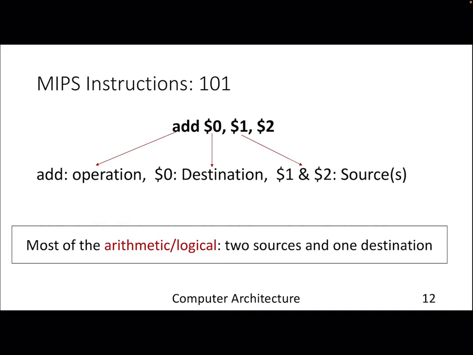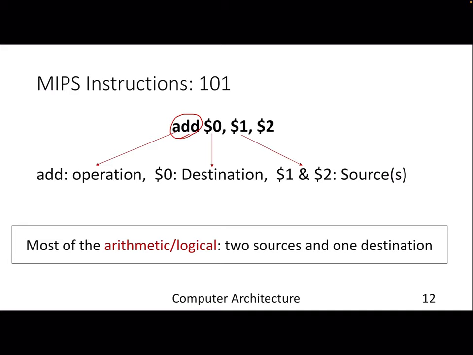So the first instruction that we will go through in today's lecture is a simple add operation. So in the last lecture, we talked about addition of A and B and storing the value in C. So that creates an instruction called add in MIPS.